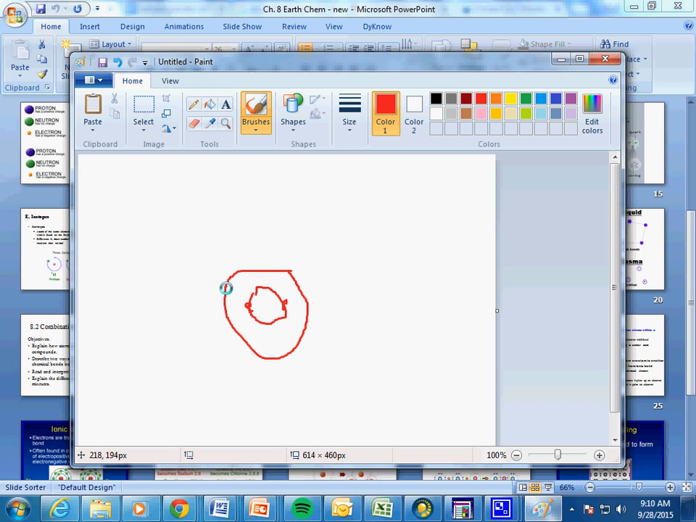So that's lithium, beryllium, boron, carbon. These are supposed to be electrons. Not very good. Nitrogen, oxygen, fluorine, and then neon. So there should be 2 in the first shell, 8 in the second shell. Here we go to the next one.